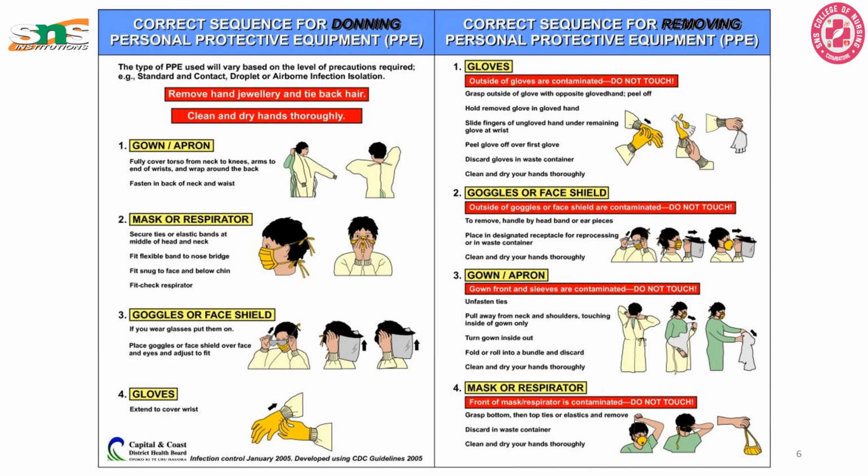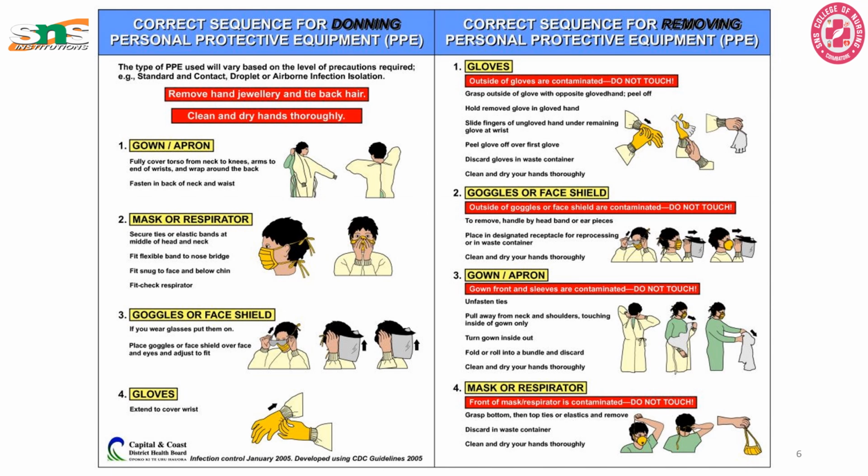We also need to maintain the PPE. These are the common sequence of donning and doffing of PPE. The more common PPE, that is personal protective equipment, would be gown, mask or respirator, goggles, and gloves. When we are going to do the donning, that is when we initially wear, we first wear the gown, then the mask, then the goggles and gloves.